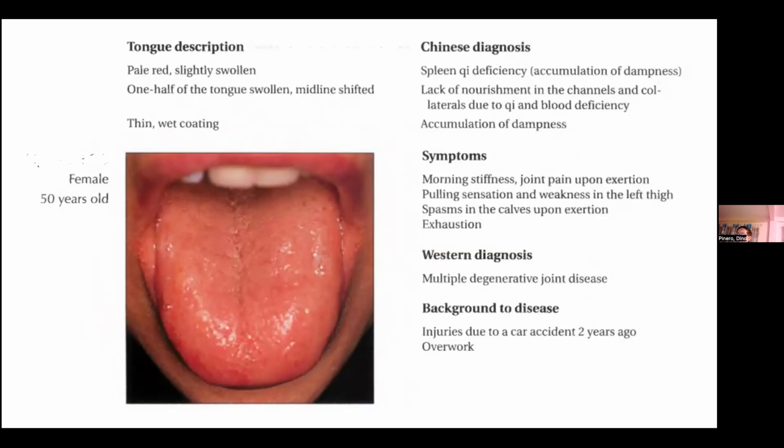Ang symptoms, there is morning stiffness, joint pain upon exertion, pulling sensation, and weakness in the left thigh. There is also spasm in the calves upon exertion, and there is exhaustion. Sa Western diagnosis, meron siyang multiple degenerative joint disease. Sa background to disease, injuries due to a car accident 2 years ago and overwork. Okay?